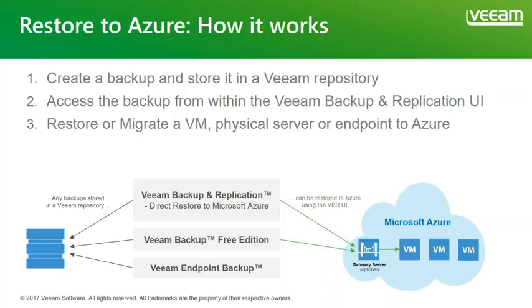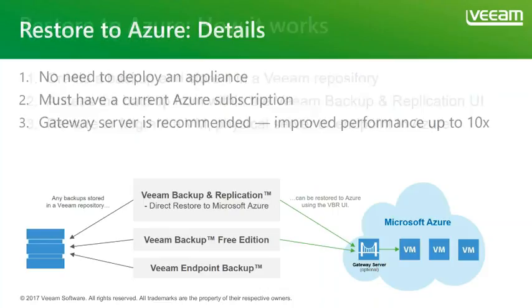After that, as soon as you've got access to the backup within the Veeam Backup & Replication UI, you can restore it in a couple of clicks and migrate a VM, physical server, or endpoint directly to Azure. It's extremely simple, and you don't need to deploy an appliance.